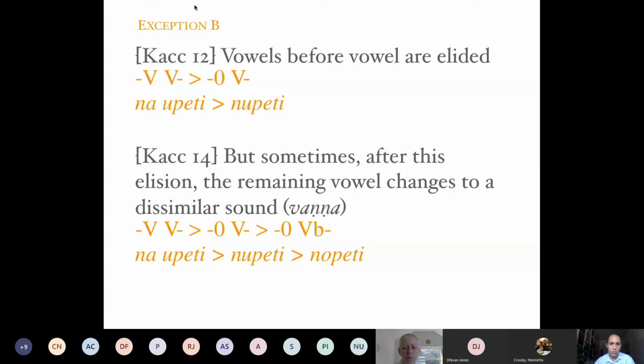And we have to read it in this way. Vowels before a vowel are elided, but sometimes, kwachi, after this elision, the remaining vowel changes to a dissimilar sound. So this is how we have to read. That's why understanding the different levels is important, because Kaccāyana 14 has to be read as following Kaccāyana 12.